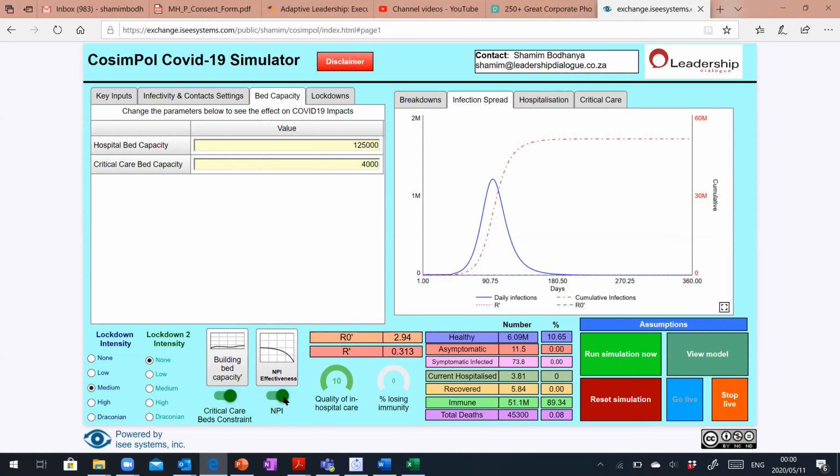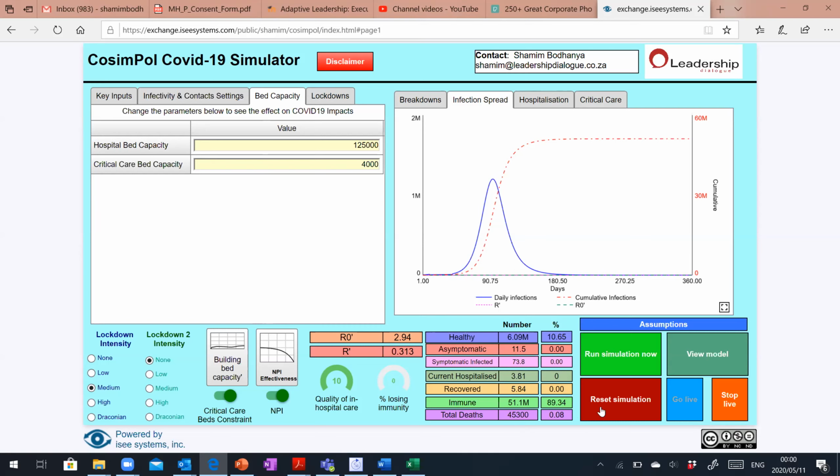to have the necessary impacts, together with things like non-pharmaceutical intervention. So in this particular case, what we've done is we have a medium lockdown to delay the peak. It gives us time to build hospital bed capacity and critical care capacity. We improve the quality of in-hospital care and non-pharmaceutical interventions to be able to reduce the number of deaths, reduce the adverse impacts of the epidemic.